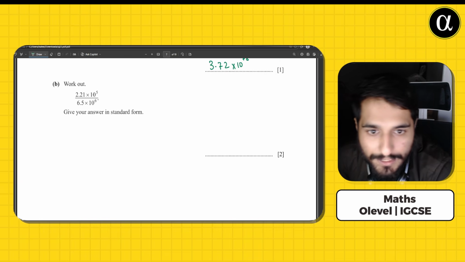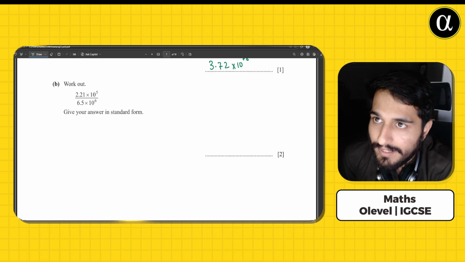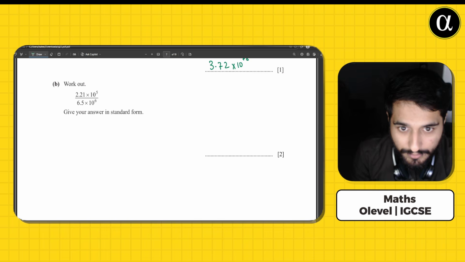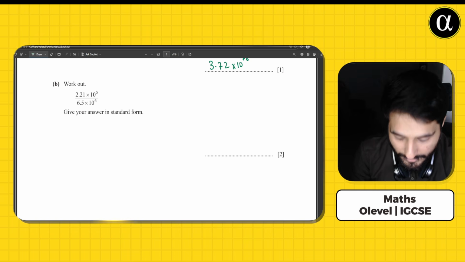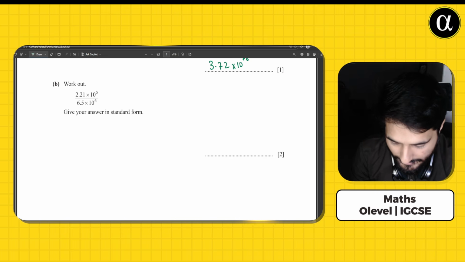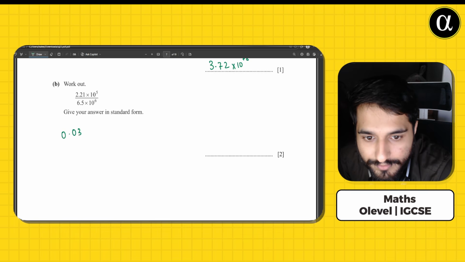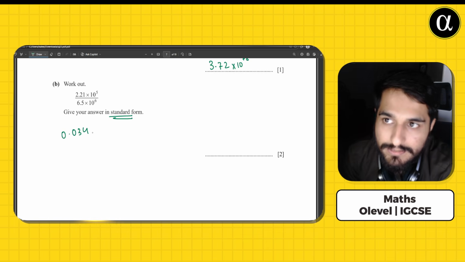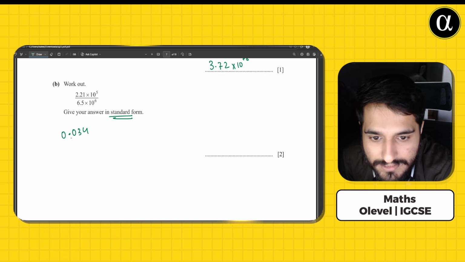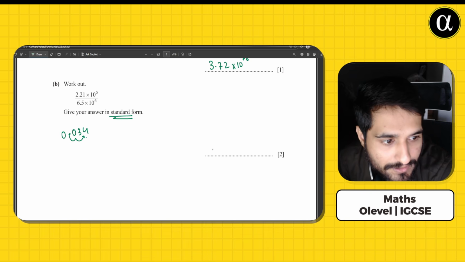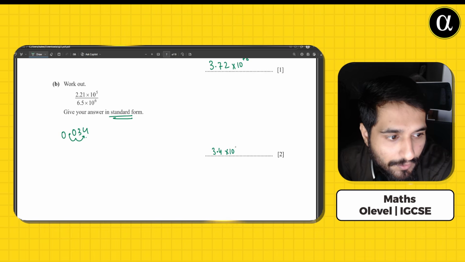Work out this value. We can use this in calculators directly because this is paper 2 of O level. So this is going to be 2.21 exponent 5 divided by 6.5 exponent 6, and this gives us 0.034 as the answer. The answer should be 0.034, but the examiner wants us in standard form. So we'll move the decimals again, 1, 2, and this will be written as 3.4 exponent of minus 2.